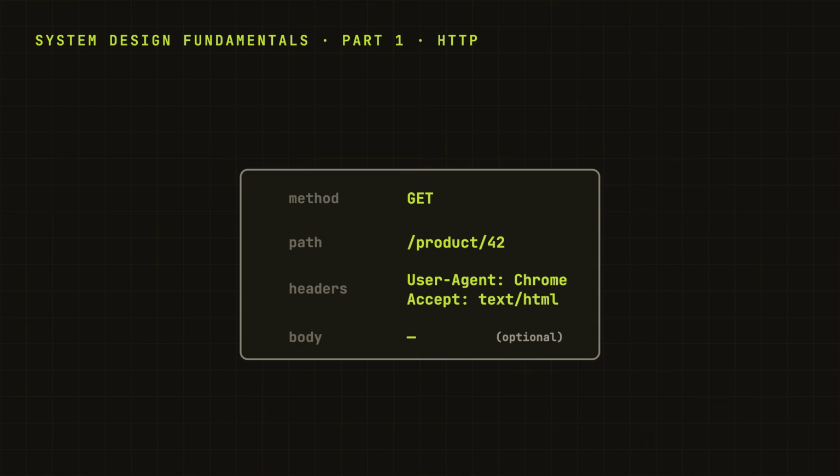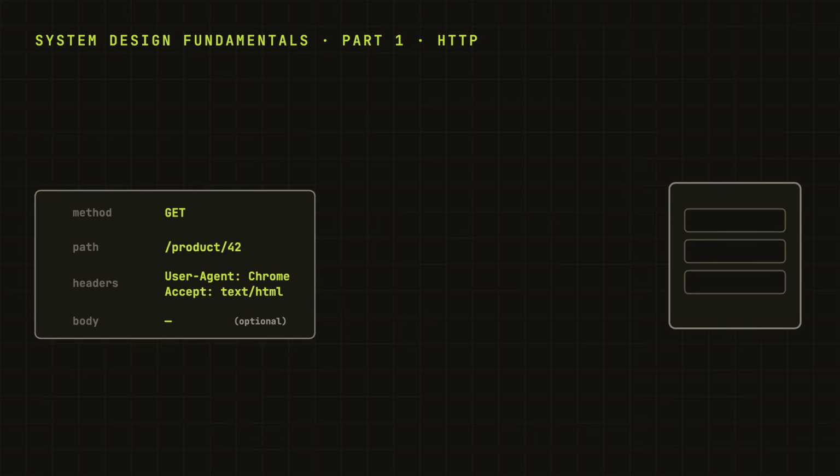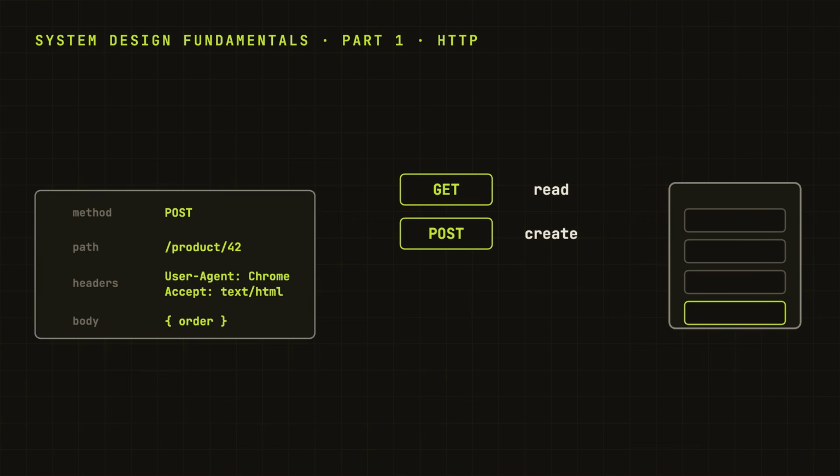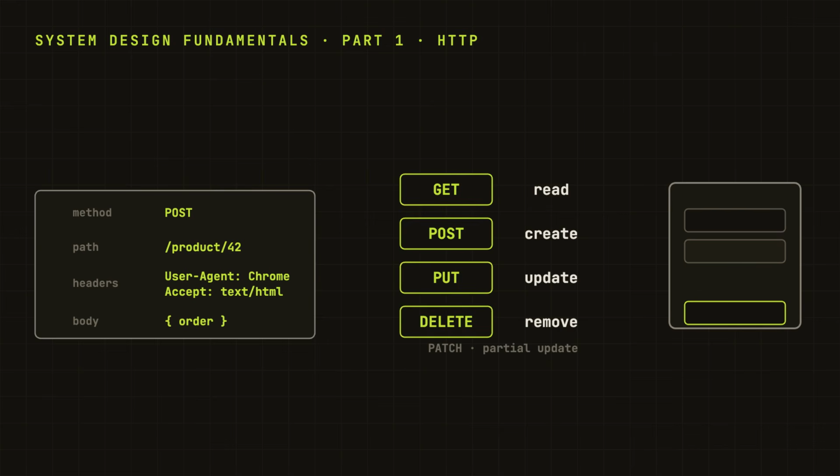For example, when you submit a form. The methods are worth memorizing. Get means read something, just fetch it. Post means create something new, like placing an order. Put means update something. And delete means remove something. Read, create, update, delete.